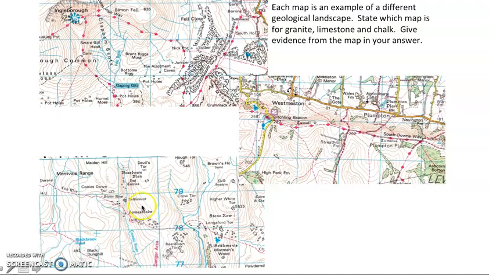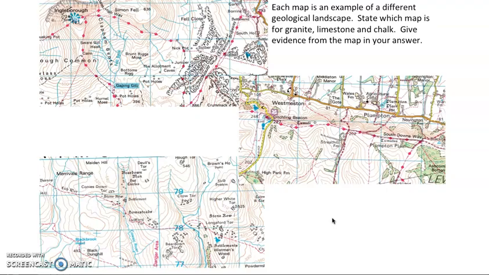And then finally on this one, if we look, we can see the altitude. We're looking at around 500, 600 meters, so quite high land here. We can see lots of contours close together, so quite steep, but we've got these rocky outcrops, and if we look, we can see that some of them are called tors. We can see we've got a nature reserve and a few footpaths, but other than that, very few man-made features. So what kind of landscape do you think that is?